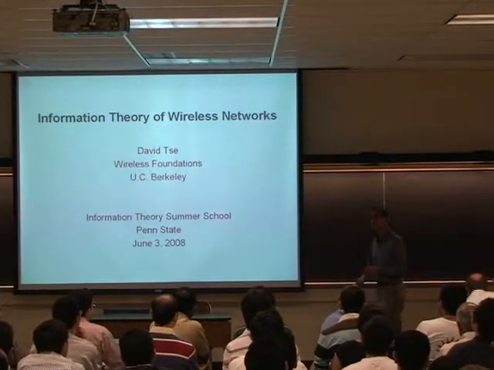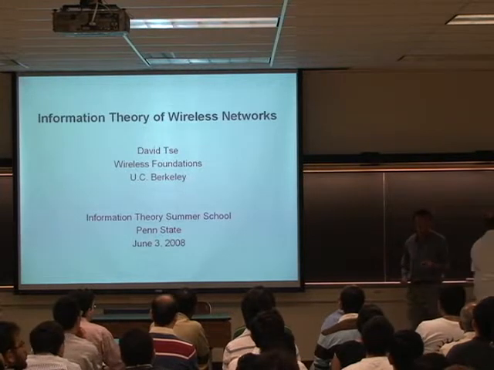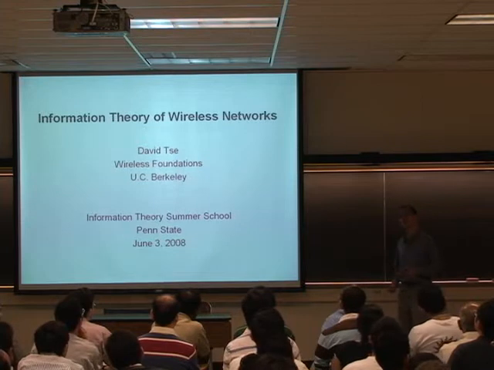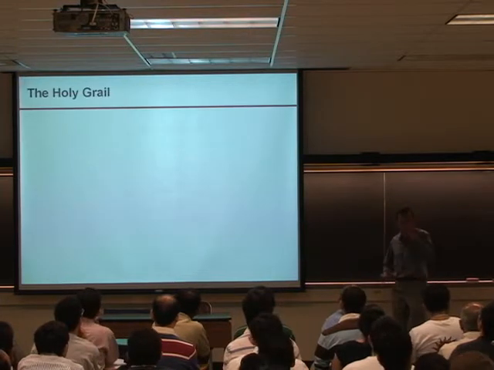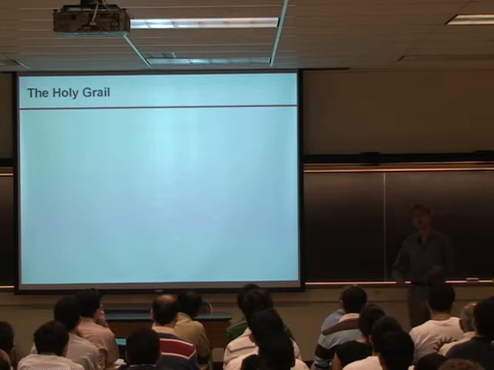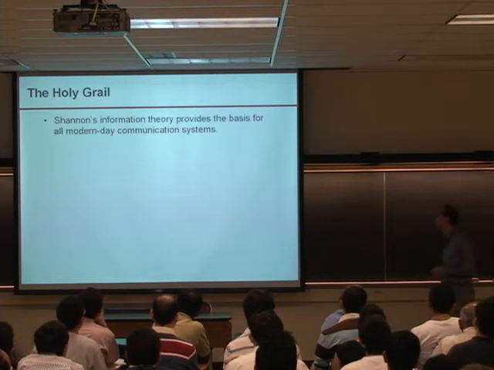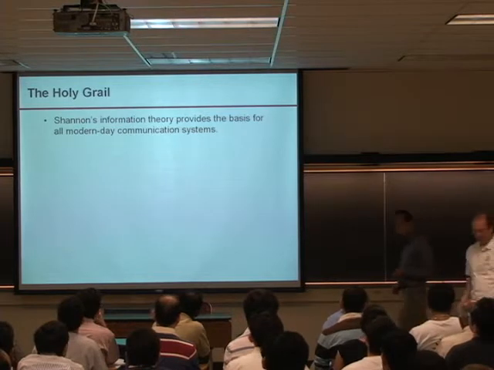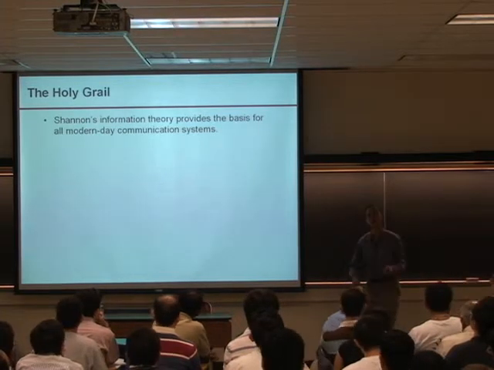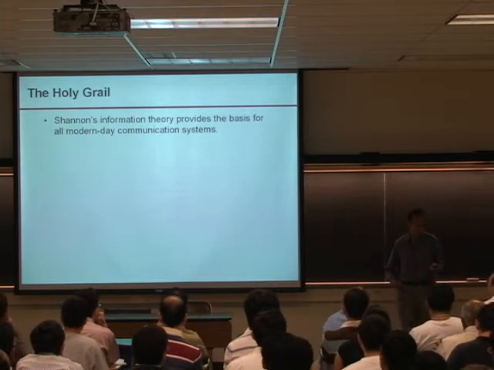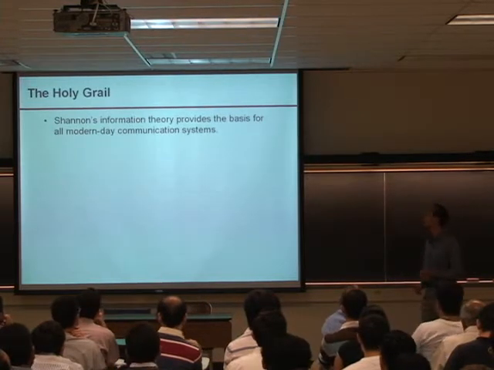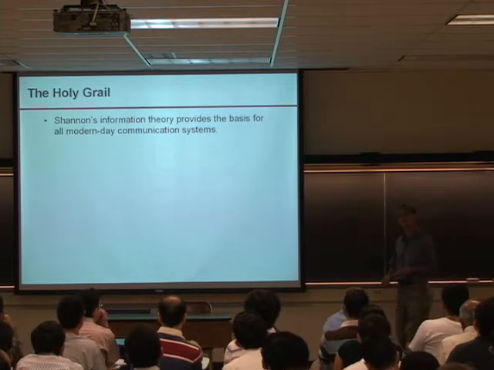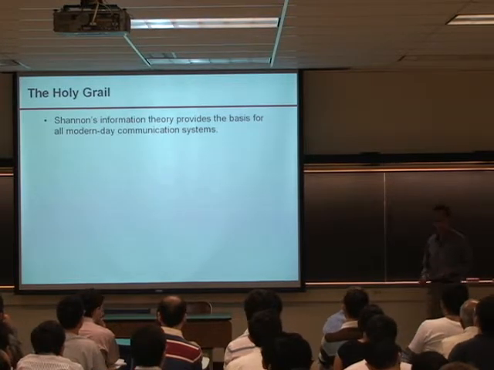So I'm going to talk about the theme of today's lectures, which will be on information theory of wireless networks. Let me just say a few words of what I mean by that, and then we'll go from there. One of the holy grails of information theory is essentially to extend Shannon's theory for point-to-point communication to networks. Point-to-point communication, Shannon theory has already had a huge amount of impact. Almost any modern-day communication system you can think of is basically designed on the basis of information theory.